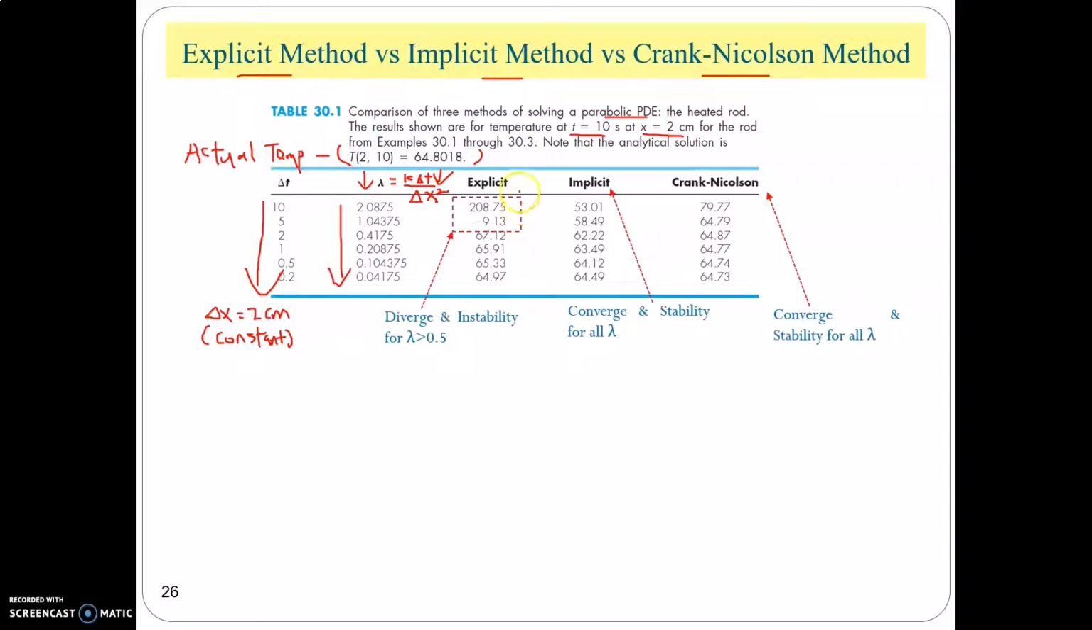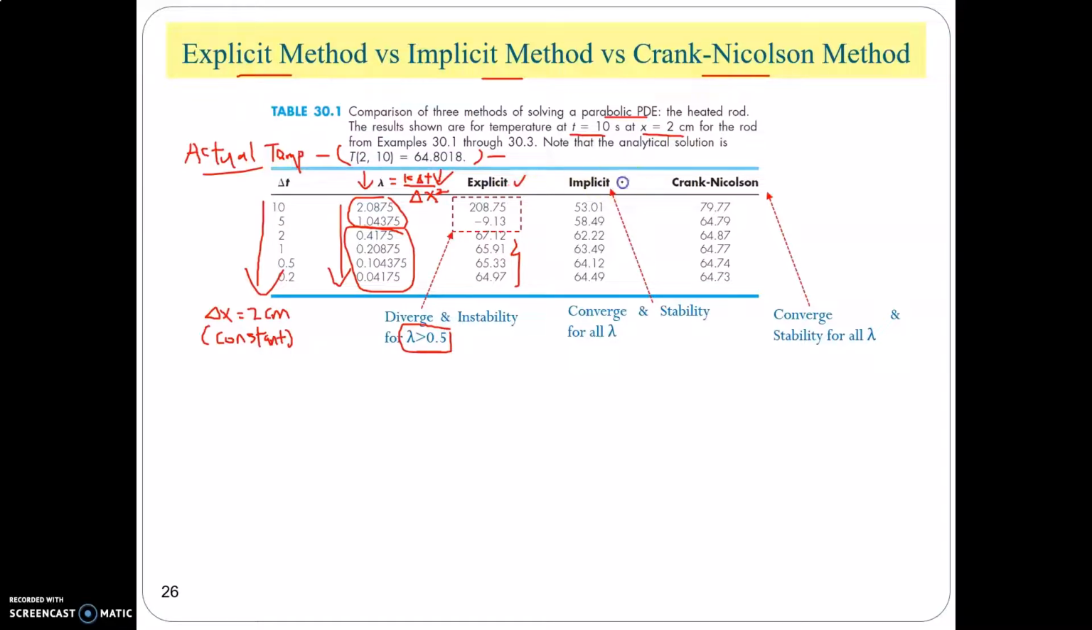In this example, the explicit method gives the poorest result in terms of the divergence and instability criteria. So you can see when your lambda is more than 0.5, the answer is far away from the actual temperature. So only when you choose the lambda less than 0.5, the answer will converge to the actual temperature. So it's very important for you to choose a correct lambda by using the explicit method.